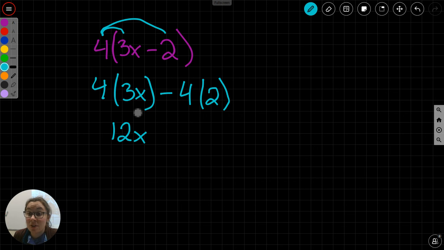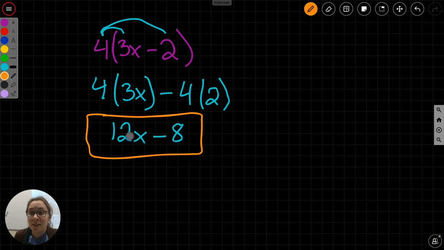Again, here, just like when we were combining like terms, when we're multiplying constants by coefficients, we just multiply the coefficient, and the variable stays the same. Minus, and 2 times 4 is 8. And that, there, is my final answer. I'm not solving any farther than this. 12x minus 8 is equivalent to 4 times 3x minus 2. And that is the distributive property with variables.